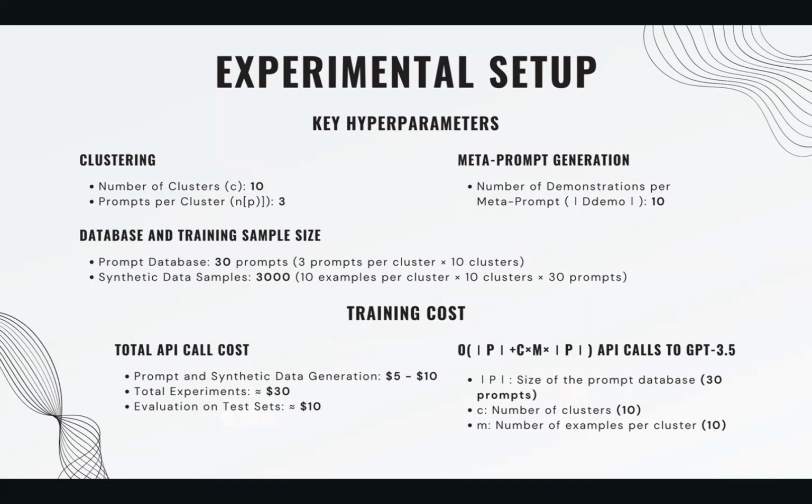In the database and the training sample size, the prompt database has 30 prompts, 3 prompts per cluster and 10 clusters. And the synthetic data samples is 3000, 10 examples per cluster, with 10 clusters to 30 prompts. Approximate training costs, for example, total experiments 30 USD, and evaluation on test sets is 10 USD.